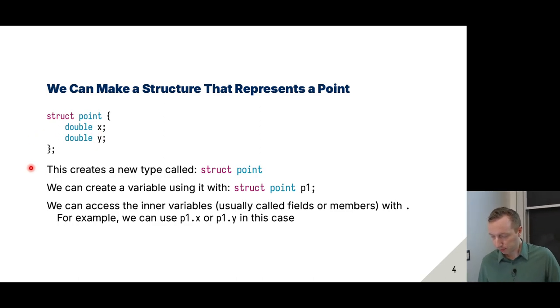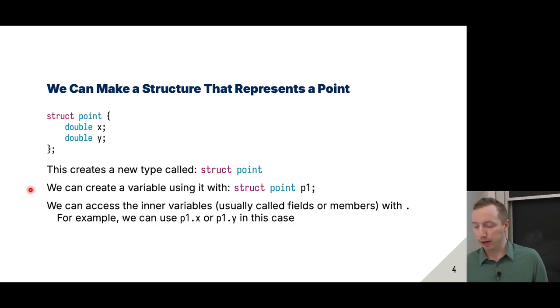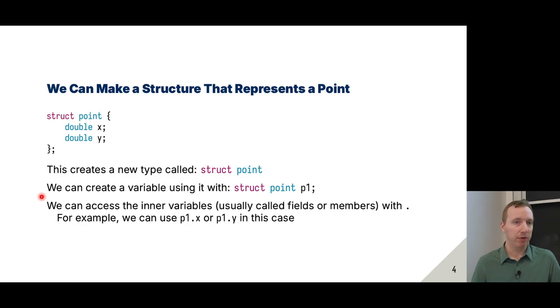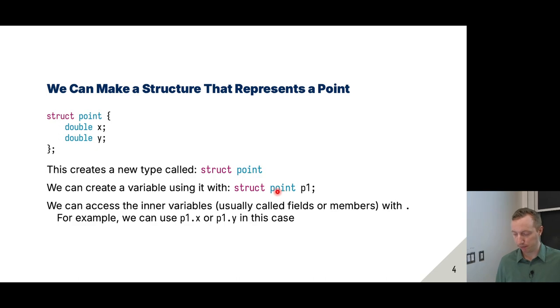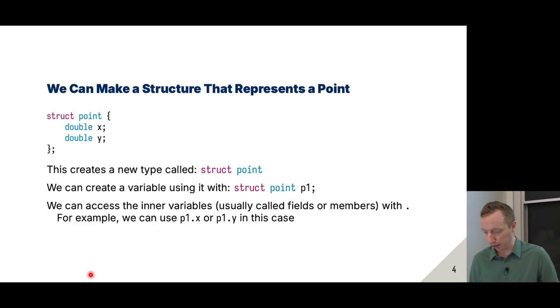So, this will create a new type called struct point, and then you can just use that as if it was an int, a double, a char, a bool, whatever. So you can create a variable with it, but instead of just saying its type is one of the things we've already learned, you could create a new variable by saying struct point, and then I could say p1. So I could create a point called p1, and the type of it would be the struct point that has an x and a y.